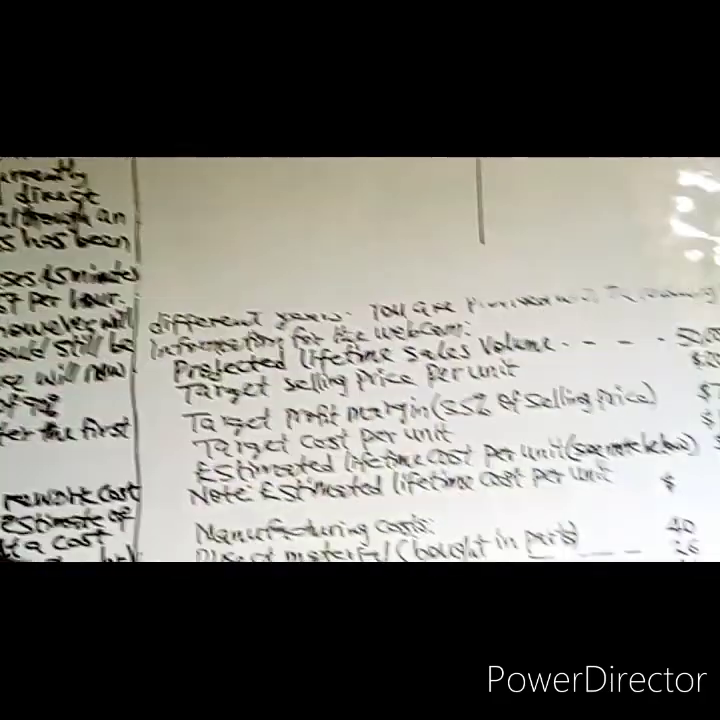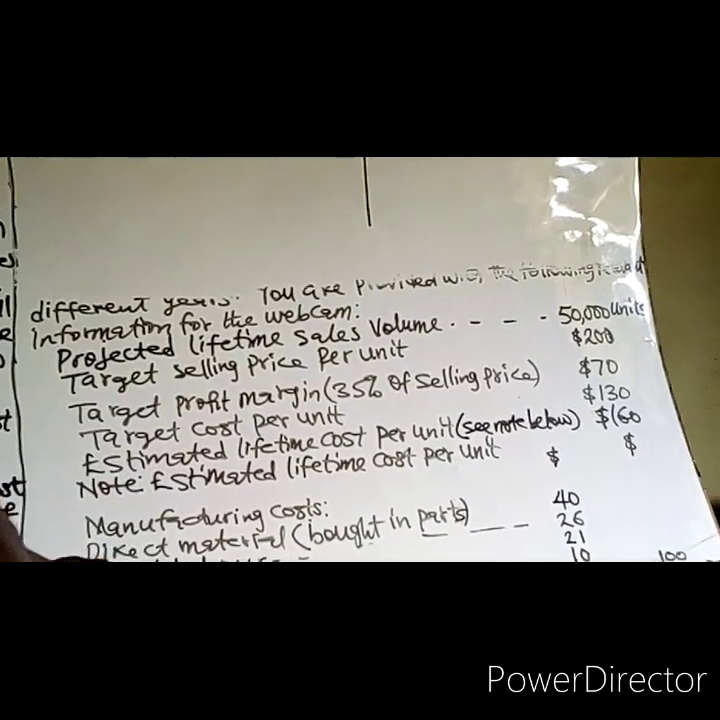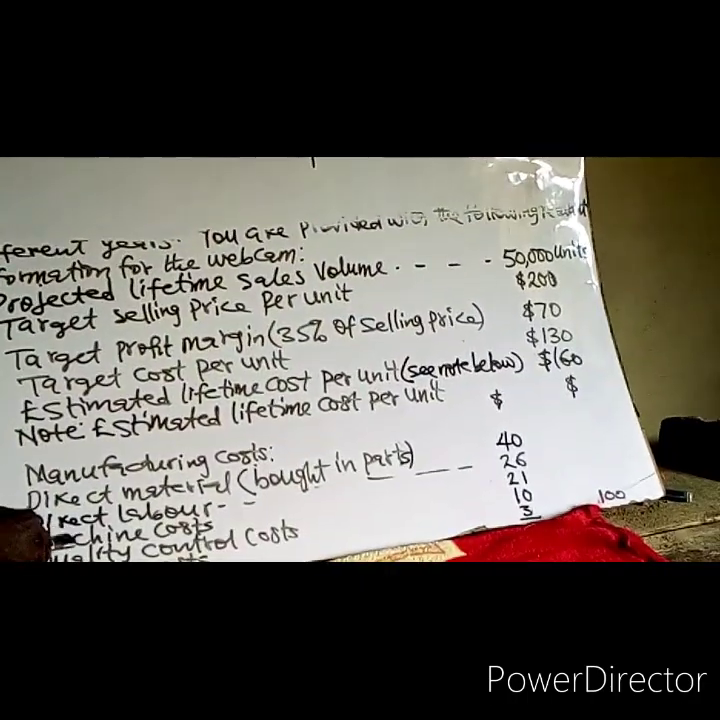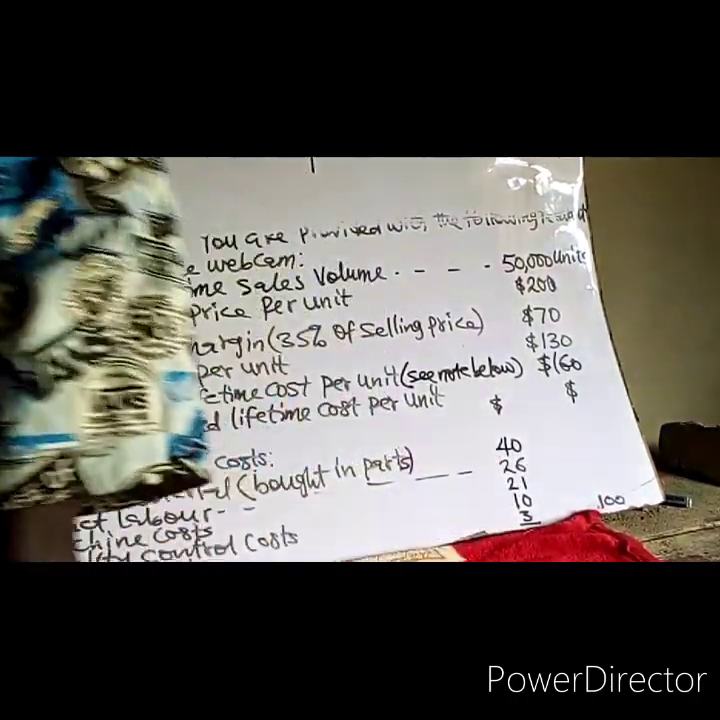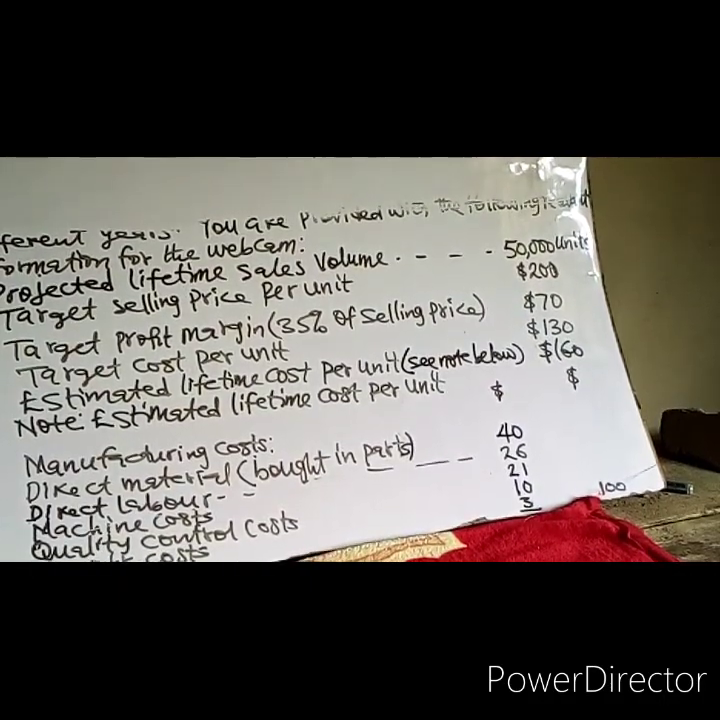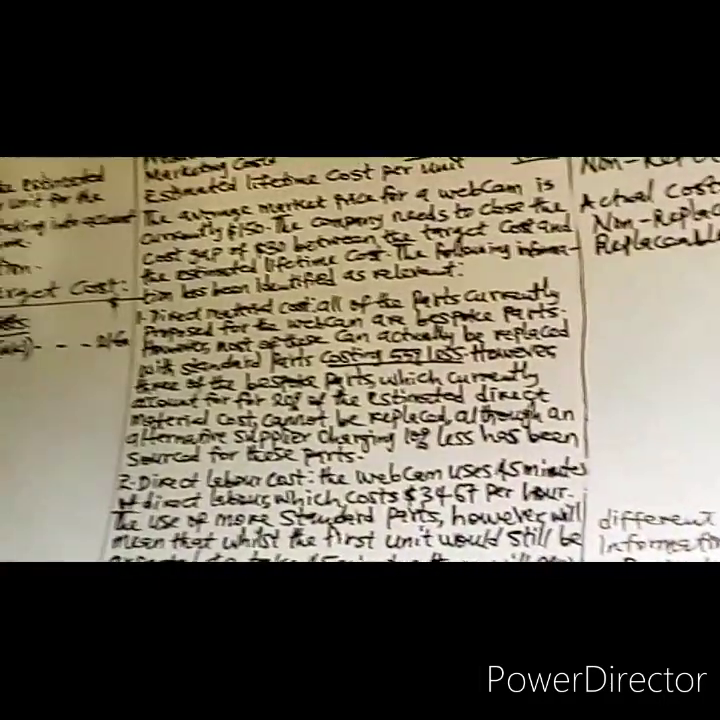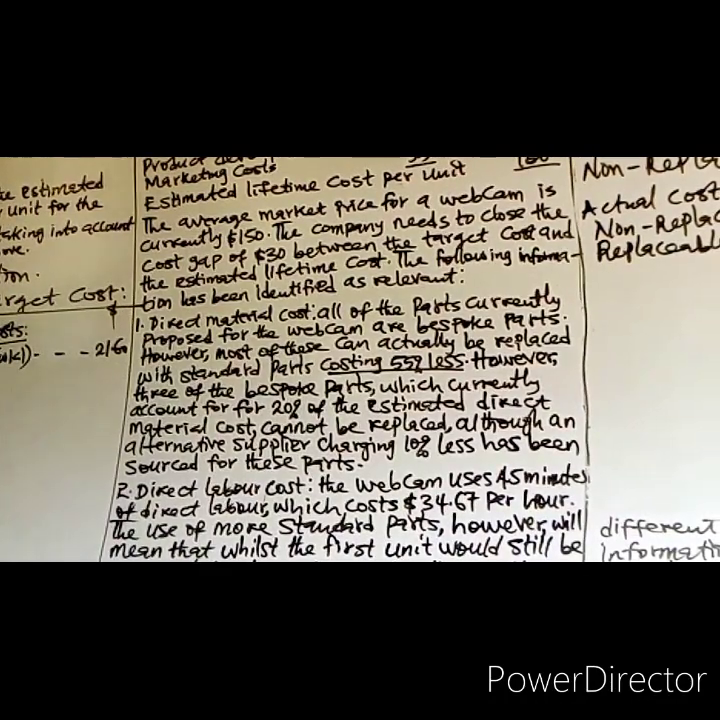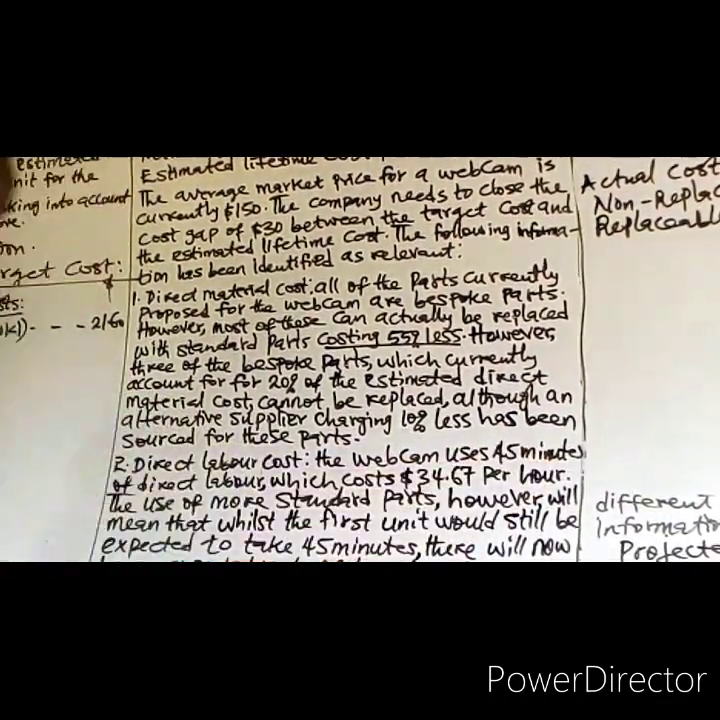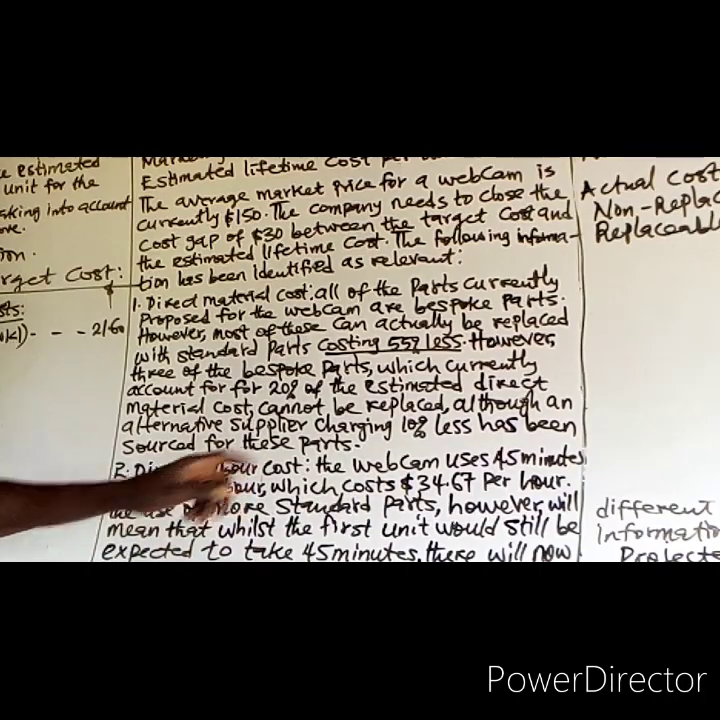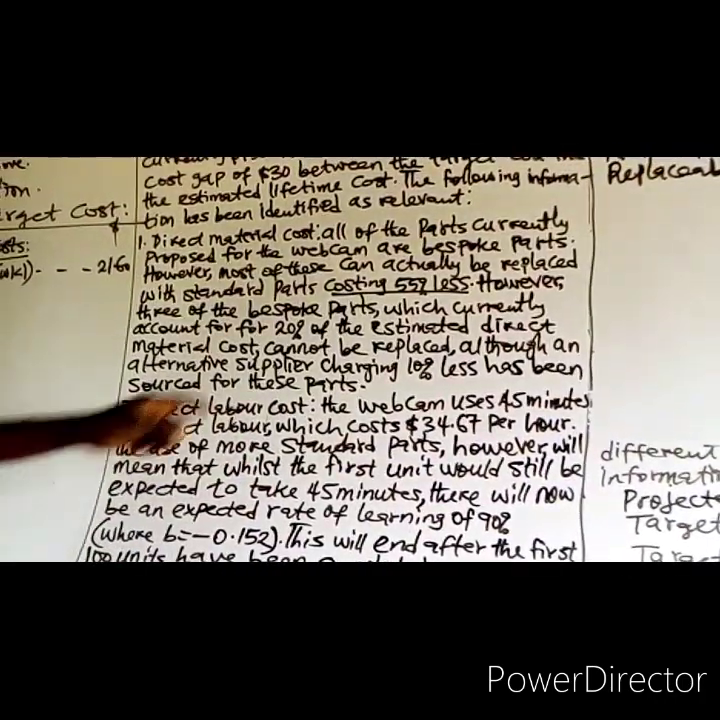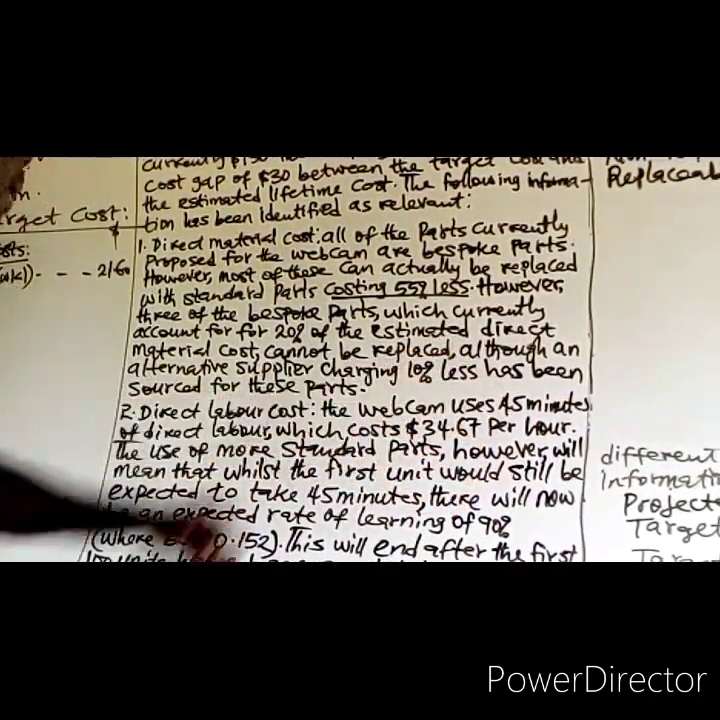The second one is direct labor, and that is given to be $26. Now let's check the notes on that. Note 2, direct labor cost. The webcam uses 45 minutes of direct labor, which costs 34.67 per hour.